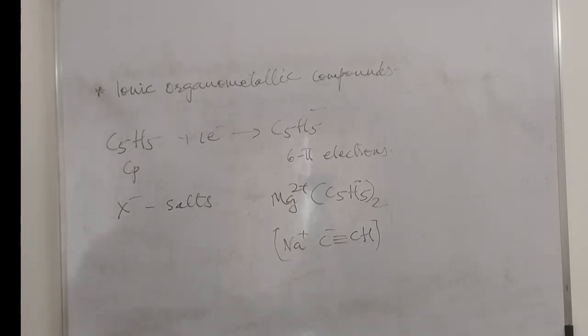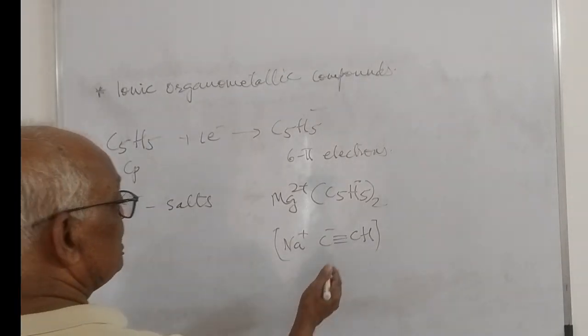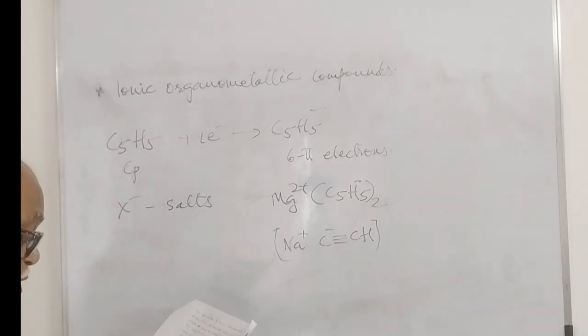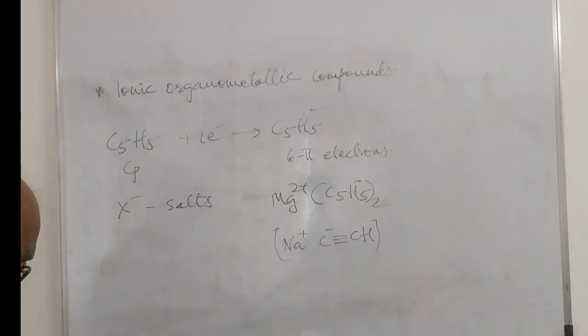So the negative charge is easily stabilized mainly on account of the greater electronegativity of sp relative to the sp3 hybrid orbitals. So here the sp hybrid orbitals are playing a very important role relative to the sp3 hybrid orbitals of the carbon atom.